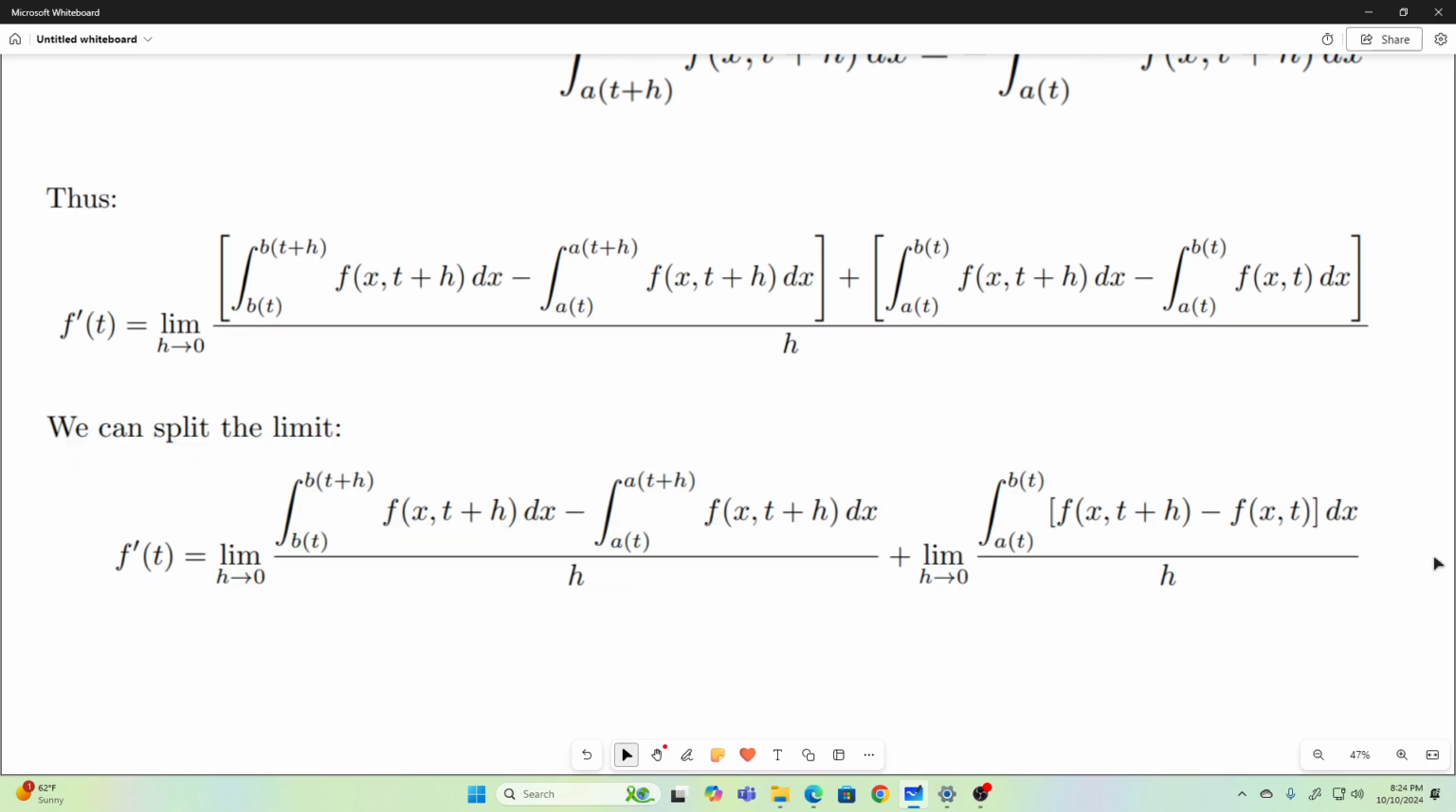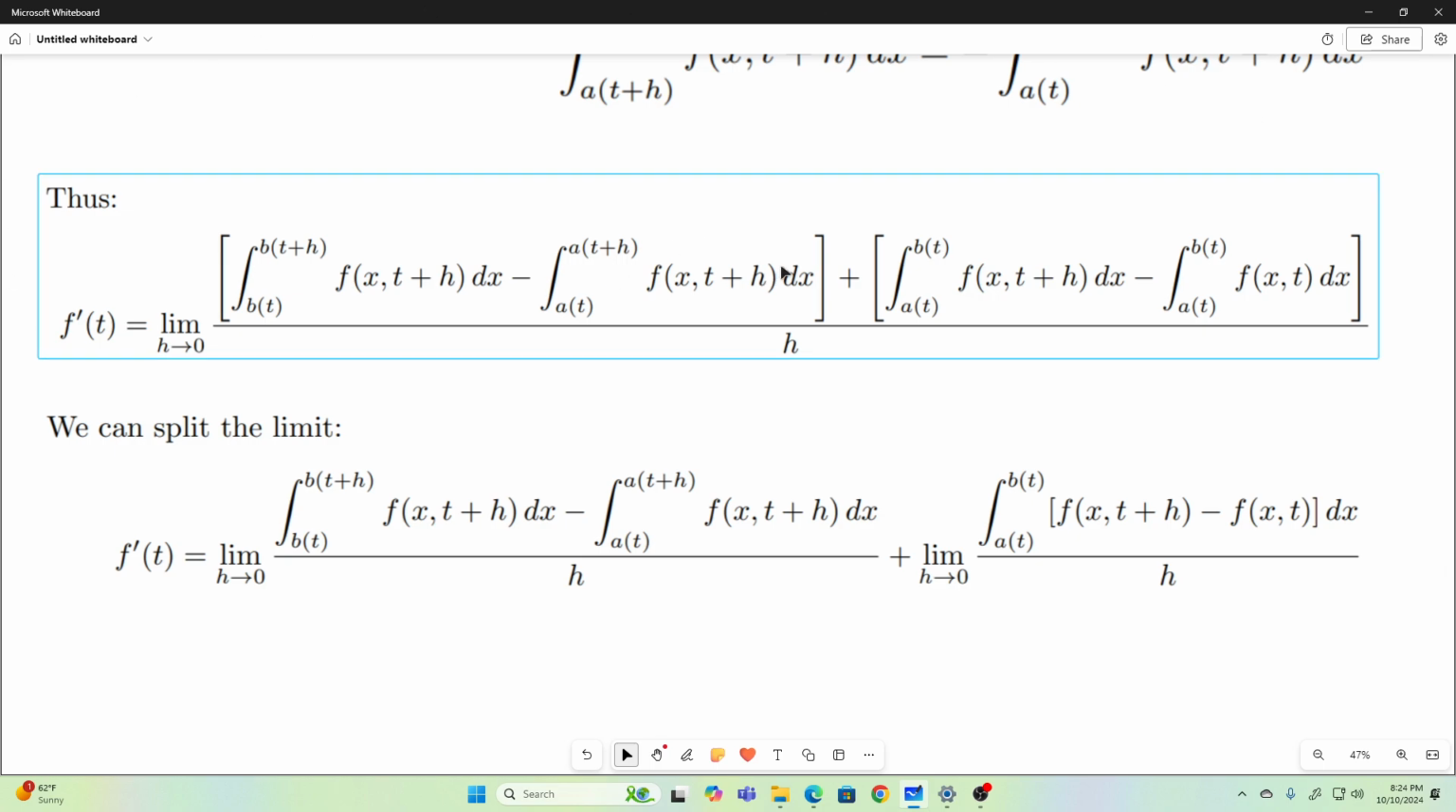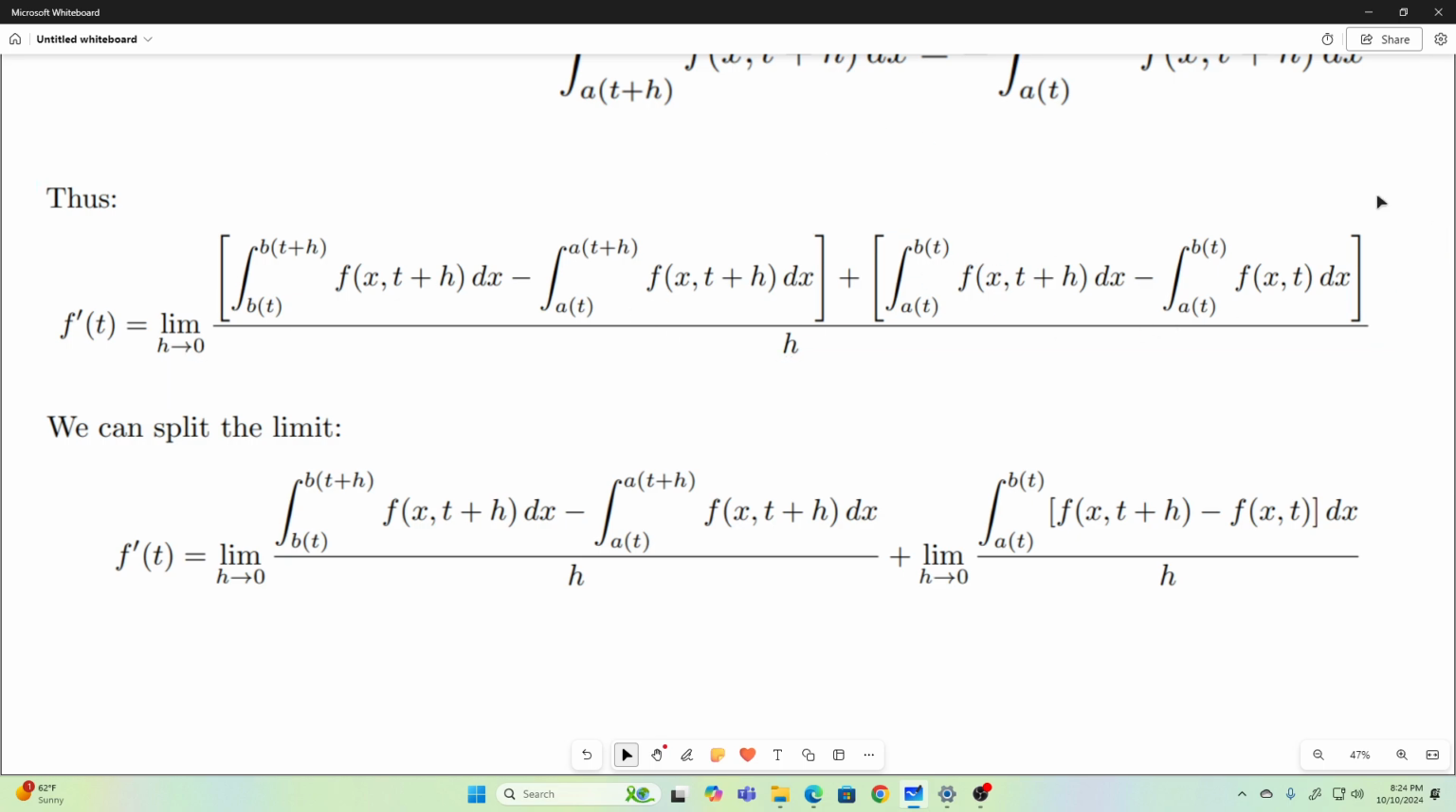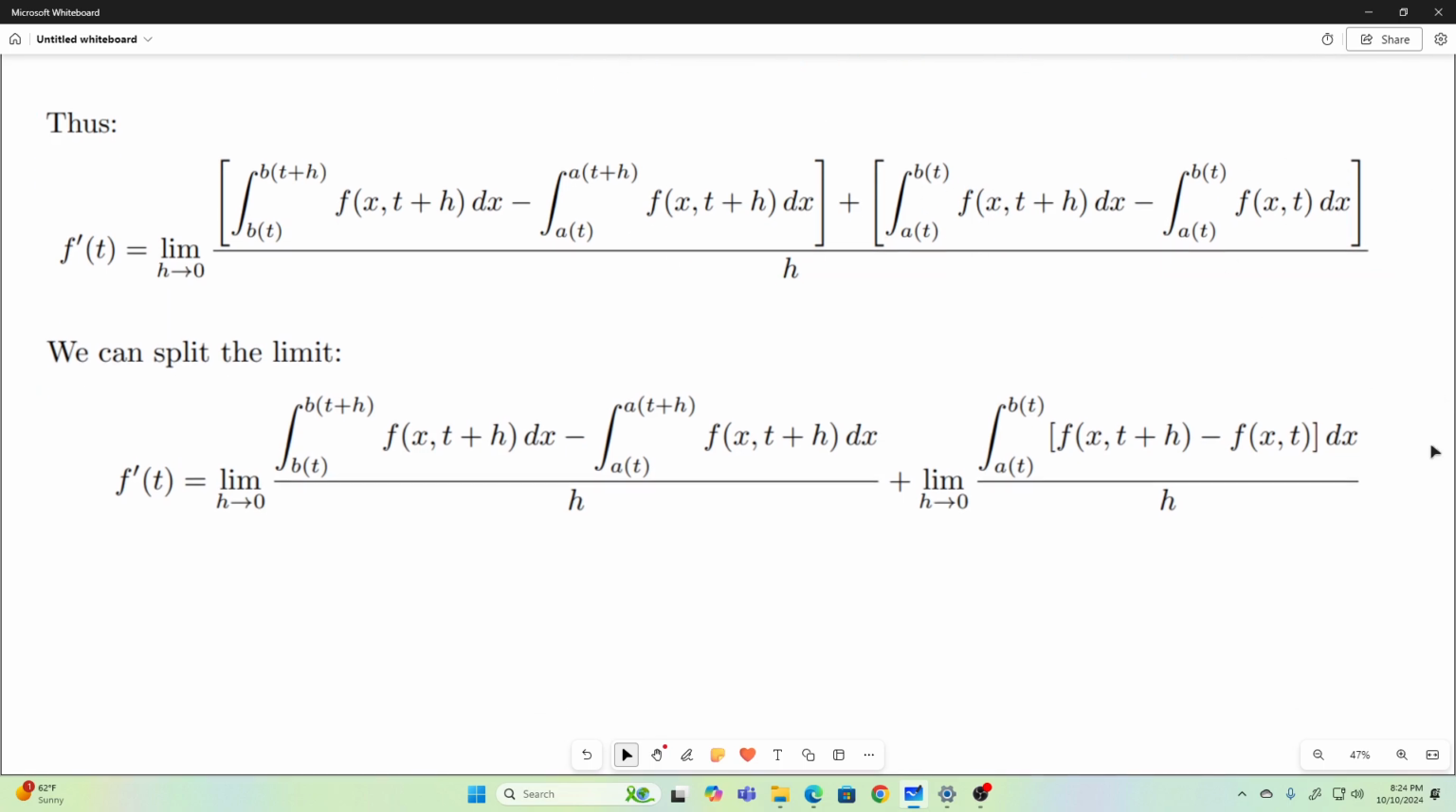All right, so next, we're just going to split this up into two separate limits, and that should be no problem. The limit of this is just equal to the limit of this plus the limit of this. I mean, no big deal there.